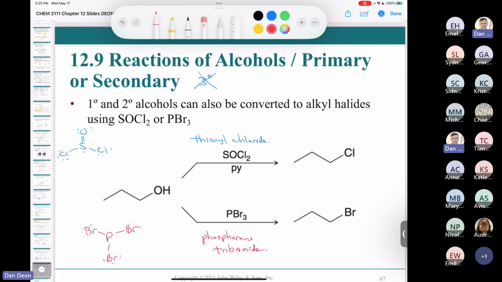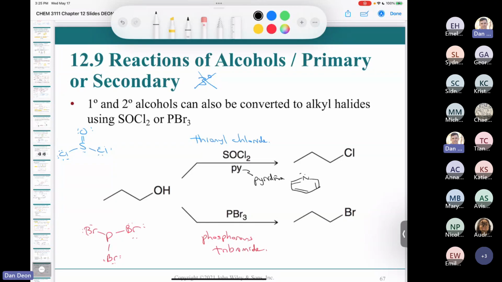Either one of these can convert a primary alcohol to an alkyl chloride or an alkyl bromide, respectively. Now, of course, you know that PY stands for pyridine. So this is pyridine, which is just an aromatic ring with a nitrogen in it. There we go. All right.